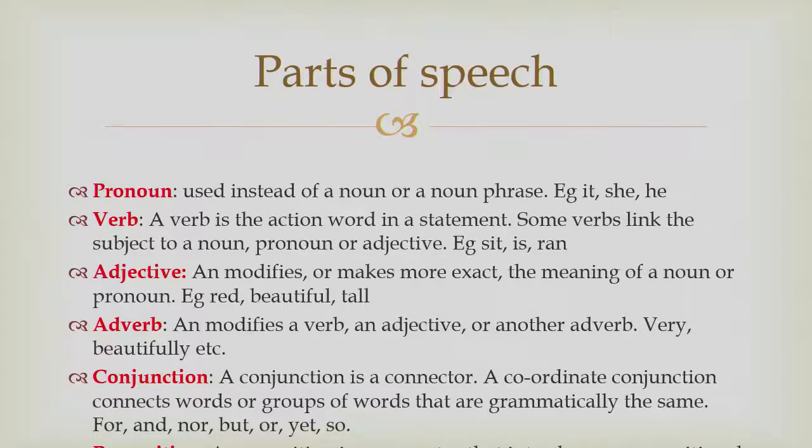Adverb, these are words that modify verbs, adjectives, or other adverbs. For example, we can say beautifully. She said beautifully. Or we can say a very beautiful car. All right, and conjunctions. A conjunction is a connector. Coordinating conjunctions connect words or groups of words that are grammatically the same. For example, for, and, nor, but, yet, and so.